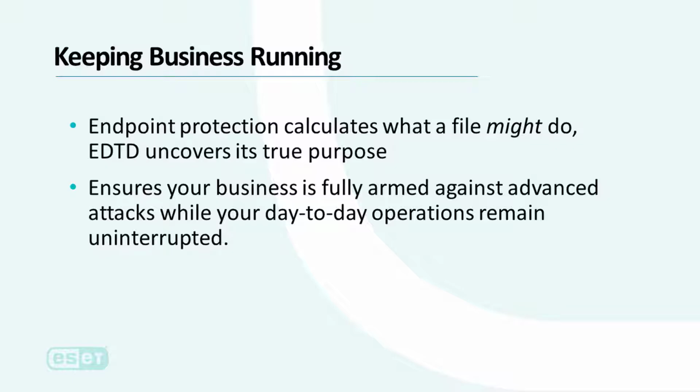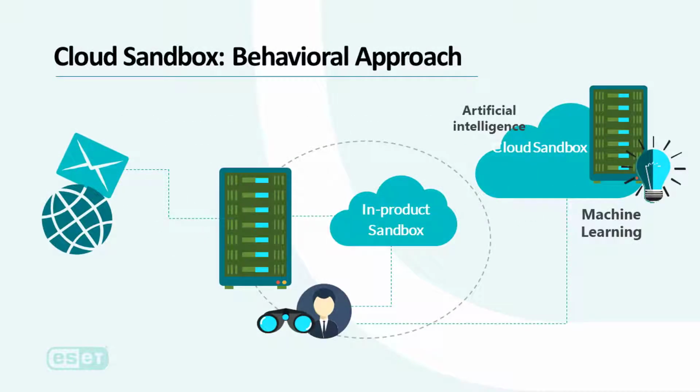By offloading this analysis, you can ensure that your business is fully armed against advanced attacks while your day-to-day operations remain uninterrupted. ESET Dynamic Threat Defense consists of multiple types of sensors that complete static analysis of code, deep inspection of the sample with machine learning, and in-memory introspection and behavior-based detection in a cloud-based sandbox environment. This approach is more efficient than just comparing the signatures of files. Sandboxing looks beyond the appearance of the binary, and because it observes what the file does, sandboxing is more conclusive in determining if the file is malicious than signature-based detection.